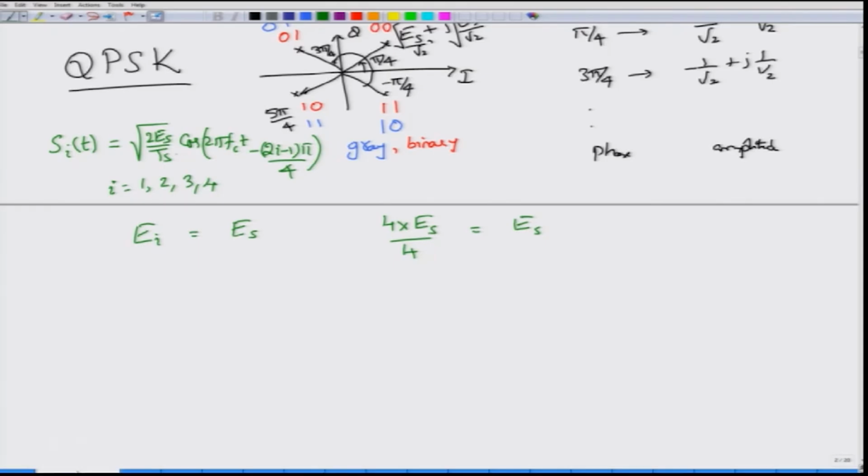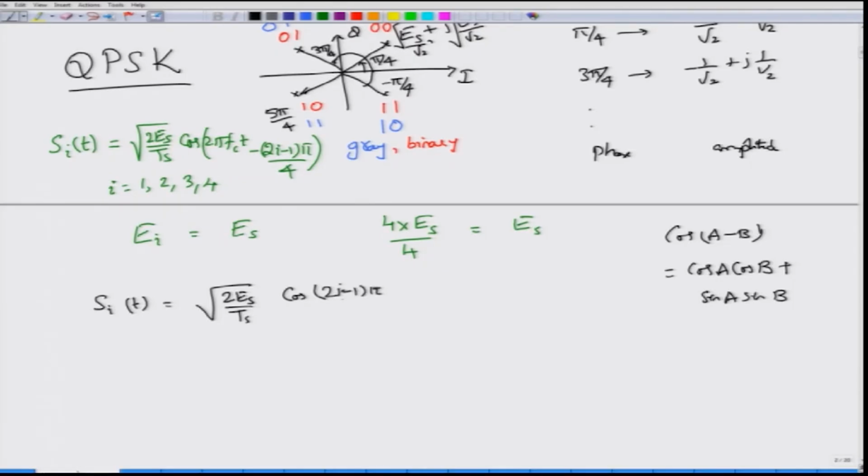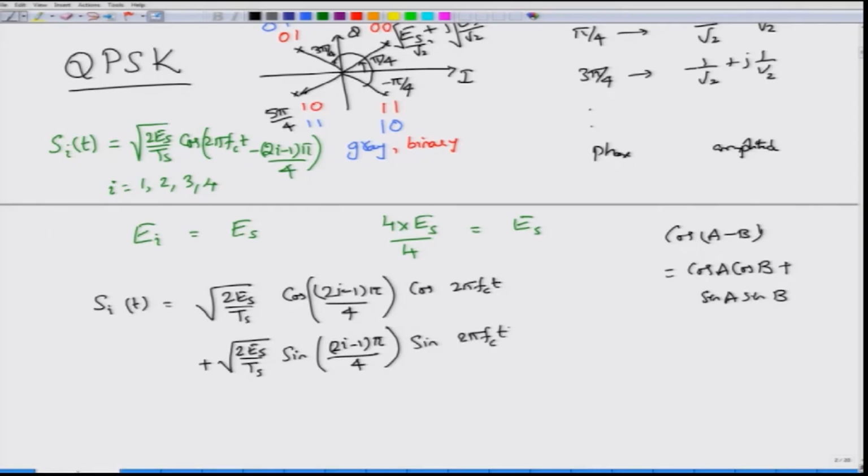Okay. So, if you look at the expression for Si of t and invoke the formula cos A minus B, right, cos A minus B is given by cos A cos B plus sin A sin B, and apply that directly to this expression of Si of t, you can write the ith waveform as square root of 2 Es by Ts cos((2I minus 1) pi by 4) times cos 2 pi Fct plus square root of 2 Es by Ts sin((2I minus 1) pi by 4) sin 2 pi Fct. Is that okay?